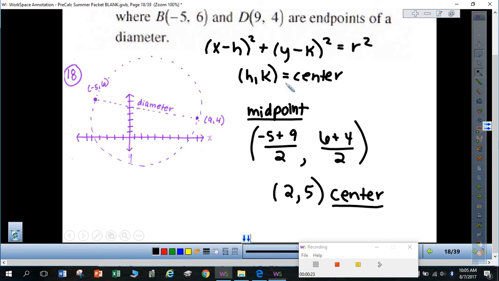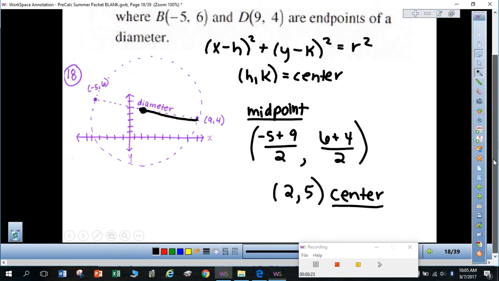The final thing we need to do is figure out the radius of our circle. So let me actually draw that, the center. 2, 1, 2, 3, 4. Okay, so there's our center. So now we want to find the radius, which will be the distance from the center out to one of our points.